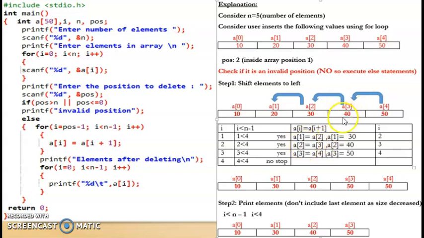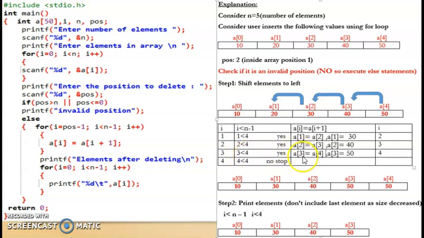So a of 3 currently is 40, so it will be assigned to a of 2. So 40 is assigned to a of 2. So after assigning, we will get a of 2 as 40. After that, I value will increment, so I value will become 3. So again it will check for the condition, 3 is less than 4, yes, condition is satisfied.